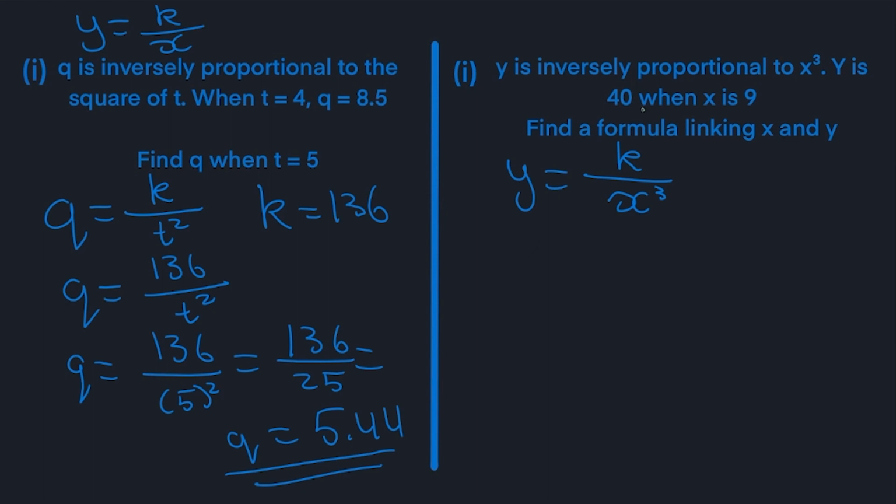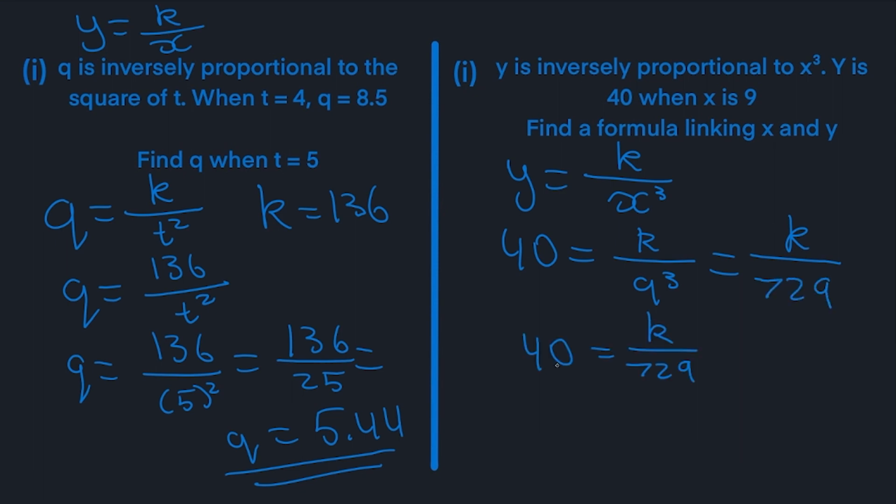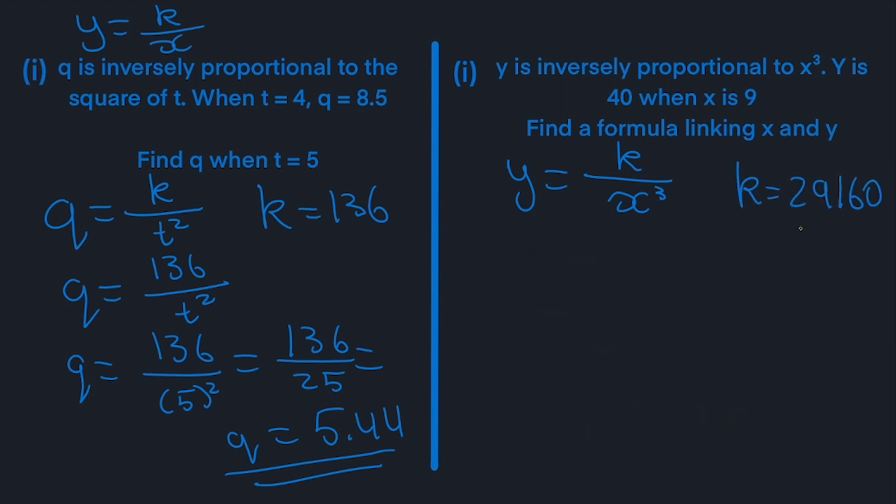Well, we're given that y is 40 when x is 9. So if we plug both those values in, that's 40 equals k over 9 cubed. Same thing as k over 729. We have 40 is equal to k over 729. If you multiply both sides by 729, you'd get k alone. 40 times 729, 29,160.